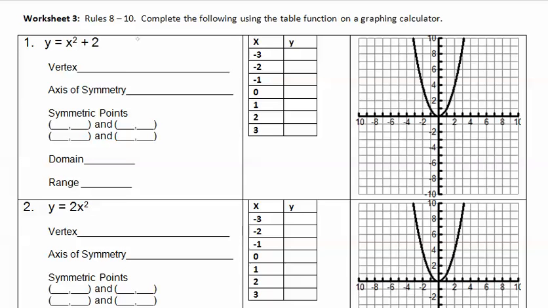it by hand. So we have y equals whatever x is squared plus 2. So if x is -3, you would have 9 plus 2 equals 11. Alright, and then for -2, -2 squared is 4 plus 2 is 6.